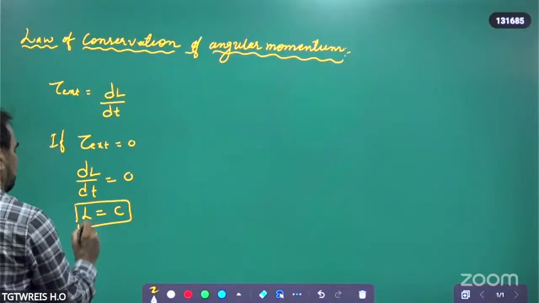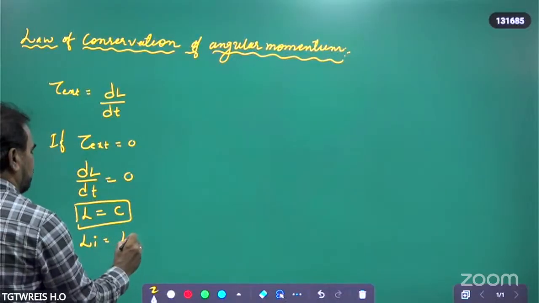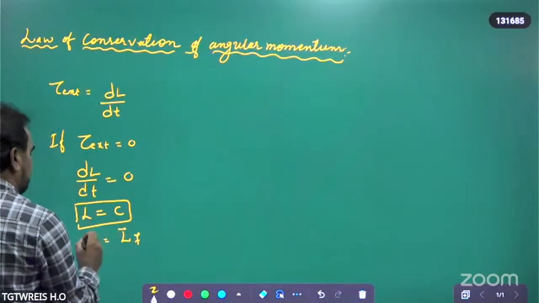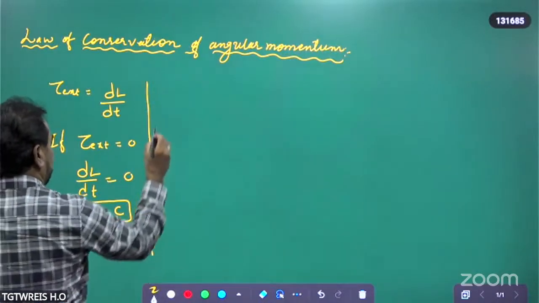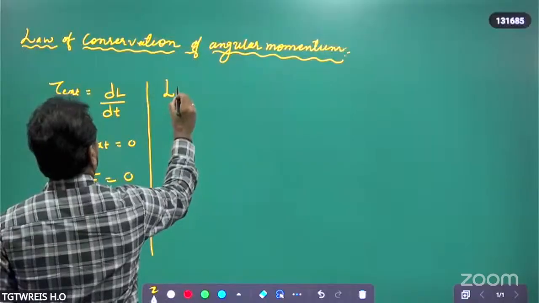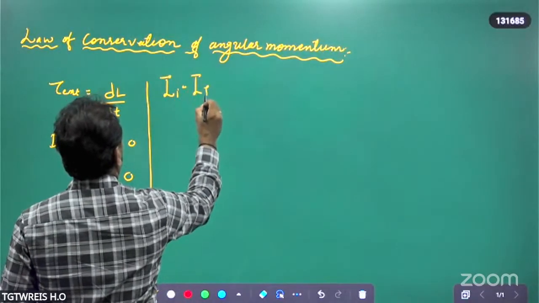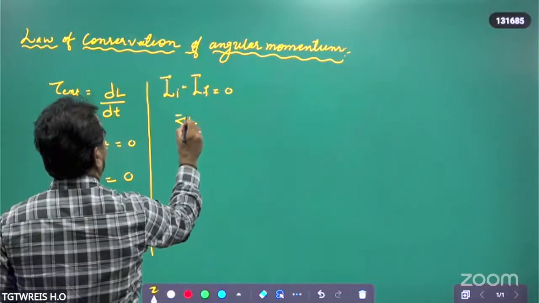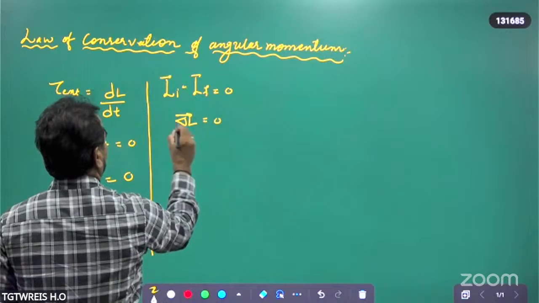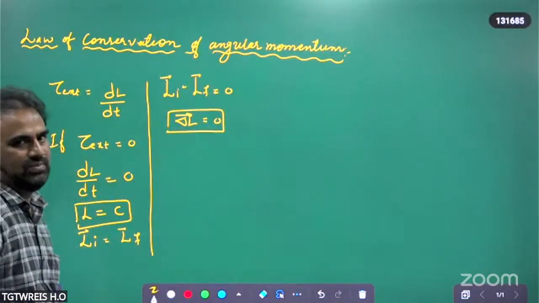L is equal to constant means the initial momentum of the system will be equal to the final momentum of the system. Or the initial angular momentum minus the final angular momentum would be equal to 0. Or simply delta L would be equal to 0. This is called the law of conservation of angular momentum.